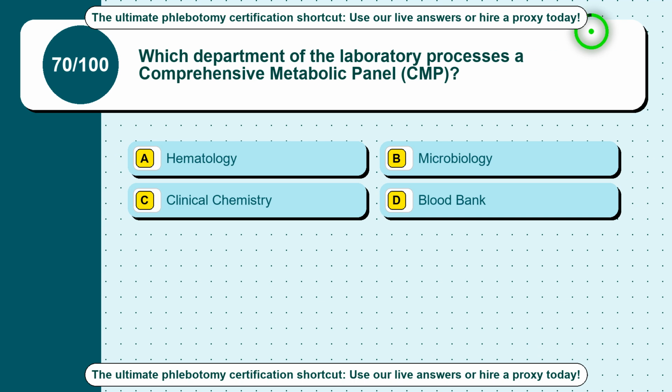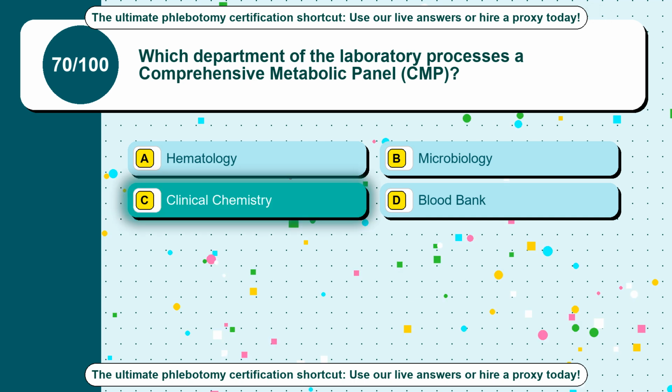Question 70. Which department of the laboratory processes a comprehensive metabolic panel, CMP? Option A, hematology. Option B, microbiology. Option C, clinical chemistry. Option D, blood bank. The correct answer is option C, clinical chemistry.